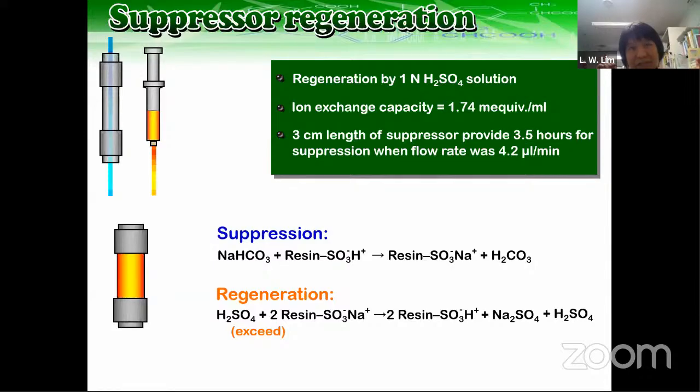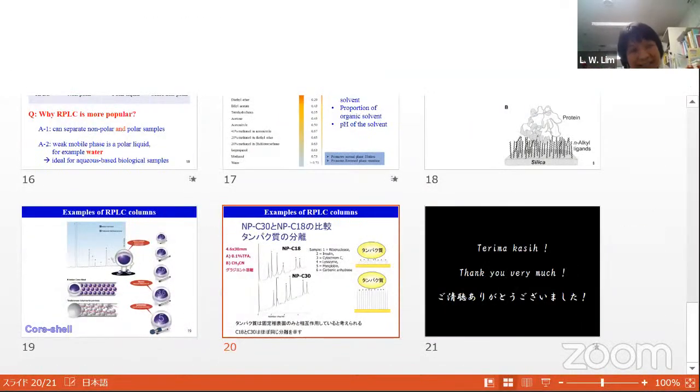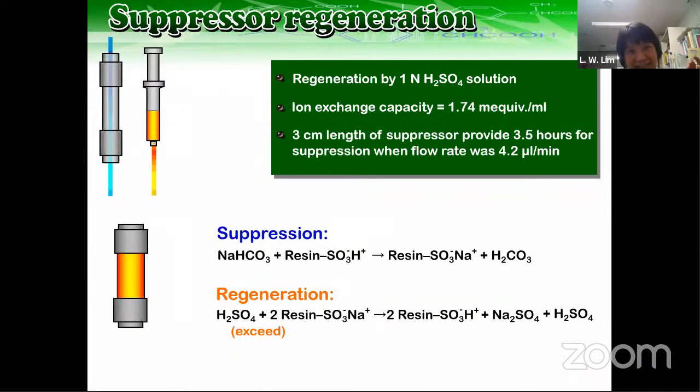The technical term stands for non-suppressor system. In this case, you cannot use a conductivity detector. You have to use a UV detector or other detector. Most of the time, some ions will not have UV absorbance, so you cannot see the ions using the UV detector. When you want to detect ions, you have to use a conductivity detector.